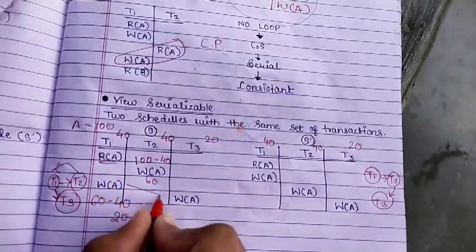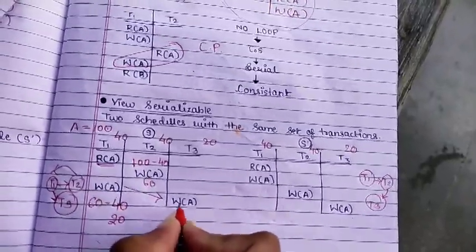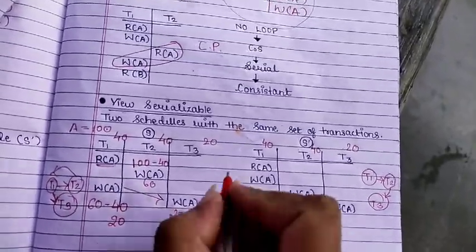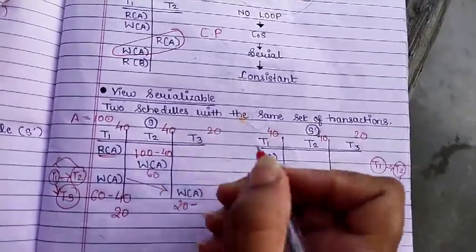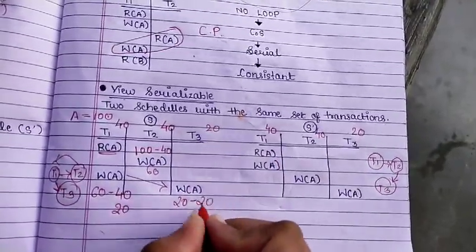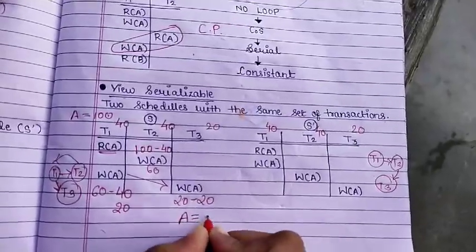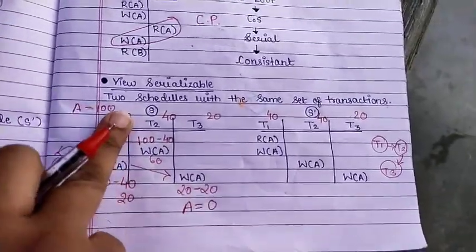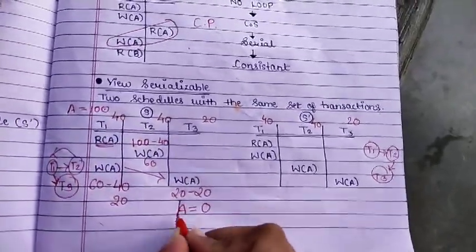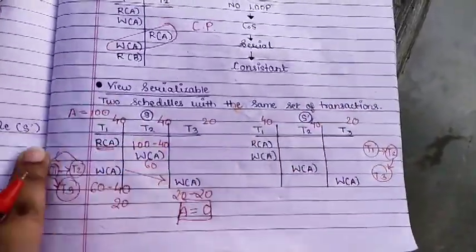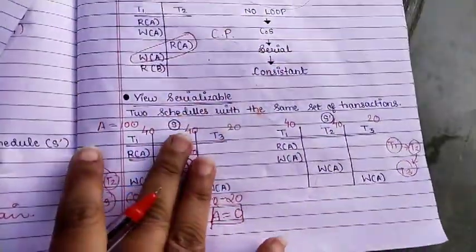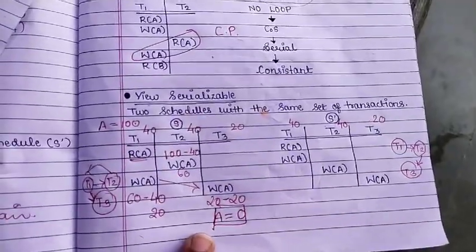Now after this it will go to T3. What is the aim of transaction T3? It is deducting 20 rupees, so 20 minus 20. The initial amount was 100, and at the end of the transaction, what is the value of A? 0. Okay, so this schedule is in the form of a parallel schedule. The output is A equals 0.